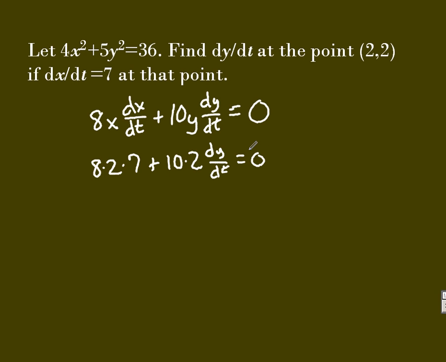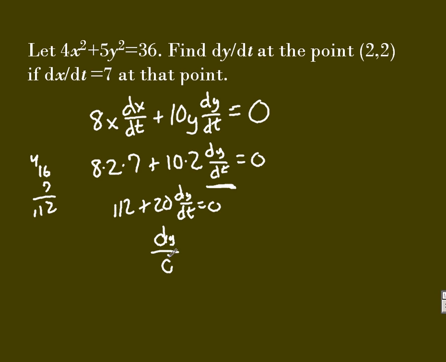We need to get dy dt by itself, just like it was any variable that we've done before. So this number here is going to be whatever 16 times 7 is, which, as you can tell, I don't really know. 16 times 7 is 112. 112 plus 20 dy dt equals 0. That means that dy dt will equal negative 112 divided by 20. That's all you really have to do, is they'll want it at a specific point, and they will tell you what the differential is.